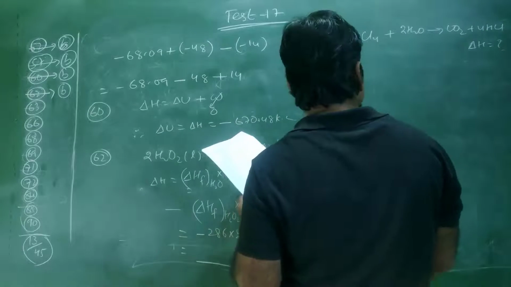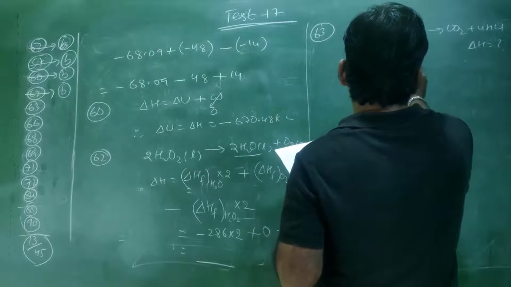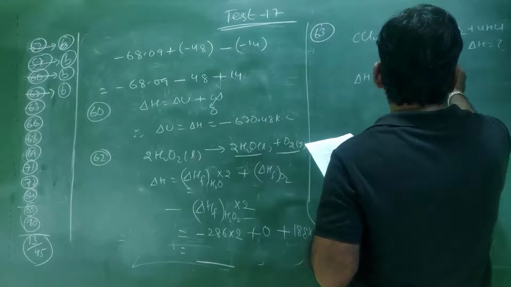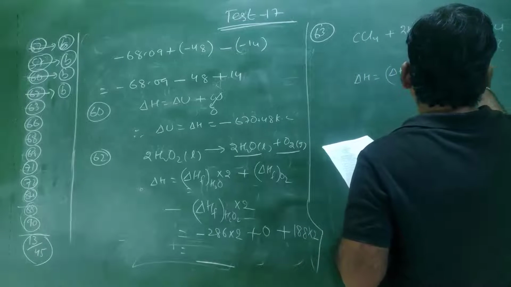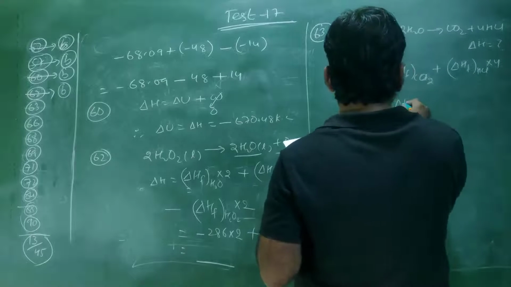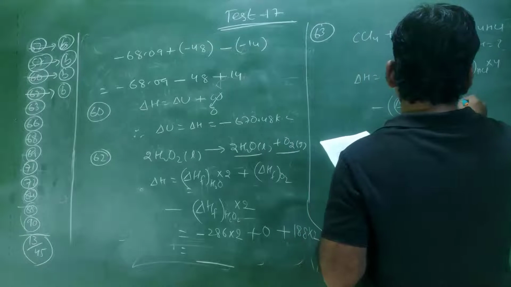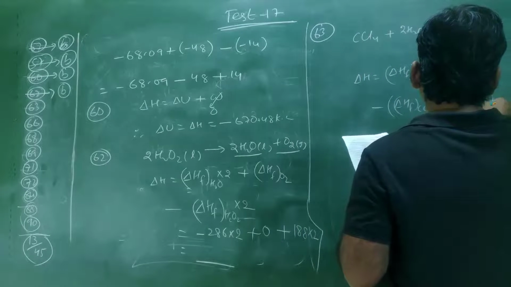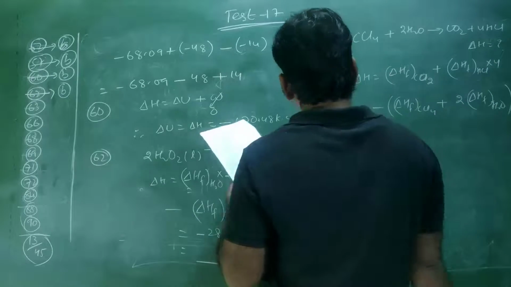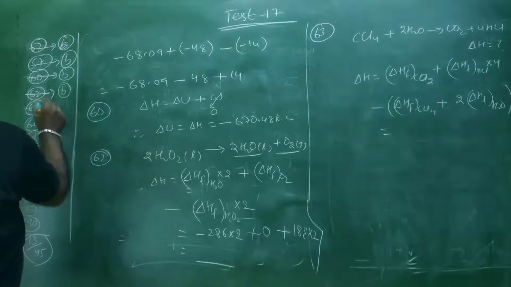Similarly, we can calculate, similarly like 62. So del H for the reaction will be enthalpy of formation of CO2 plus enthalpy of formation of HCl multiplied by 4 minus enthalpy of formation of CCl4 plus 2 times of enthalpy of formation of water will be the net value of del H, and their answer is given, 63D.